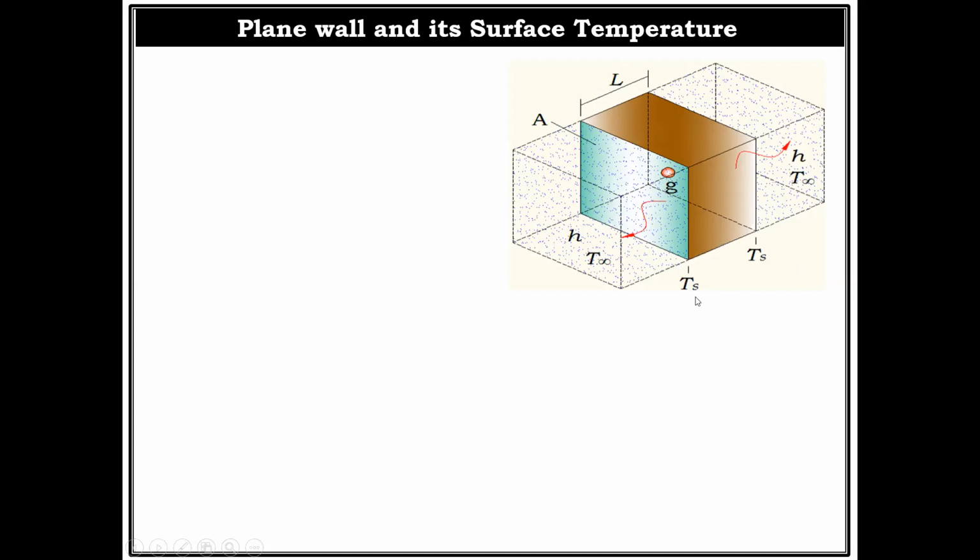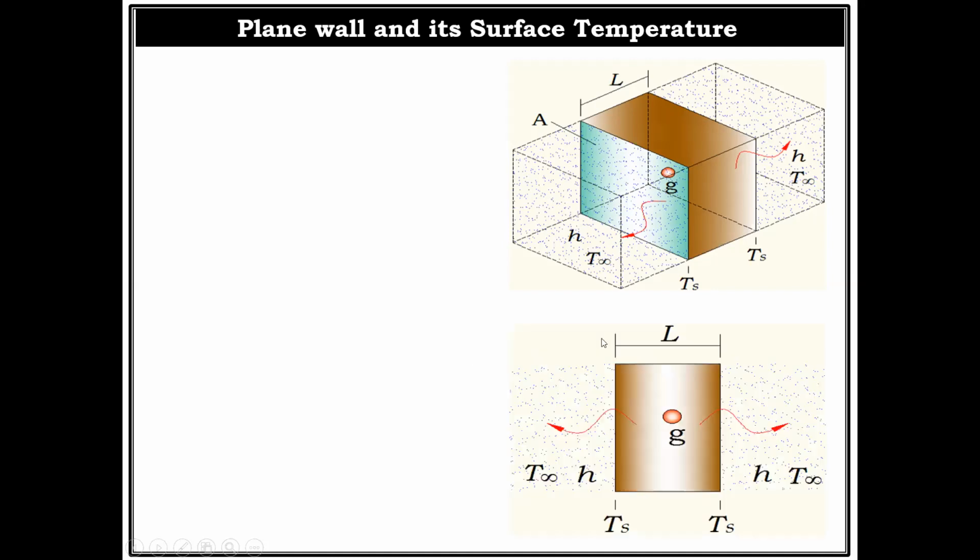Here we are not mentioning which surface temperature is more or less or whether both are the same. We are just denoting the surface temperature Ts. If I draw a schematic cross section diagram, this will be a wall having a heat generation source G, wall thickness L. Due to this heat generation, heat travels and dissipates out to the surrounding fluid having H value and temperature T infinity, and because of this the surface of the wall becomes Ts temperature.